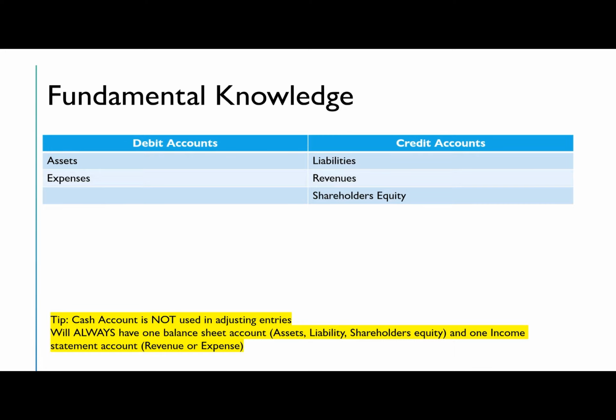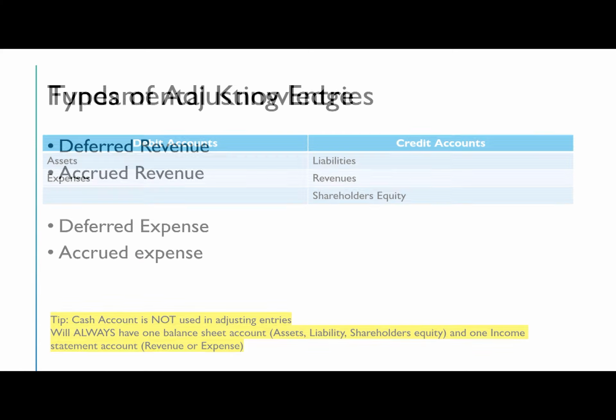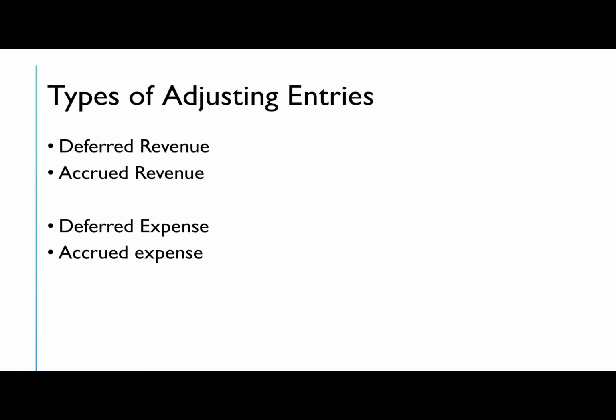However, it is best to know that adjusting entries will always have one balance sheet account, i.e., an asset, a liability or shareholders' equity, and an income statement account, for instance, revenue and expenses, and we'll never use the cash account. There are four types of adjusting entries.